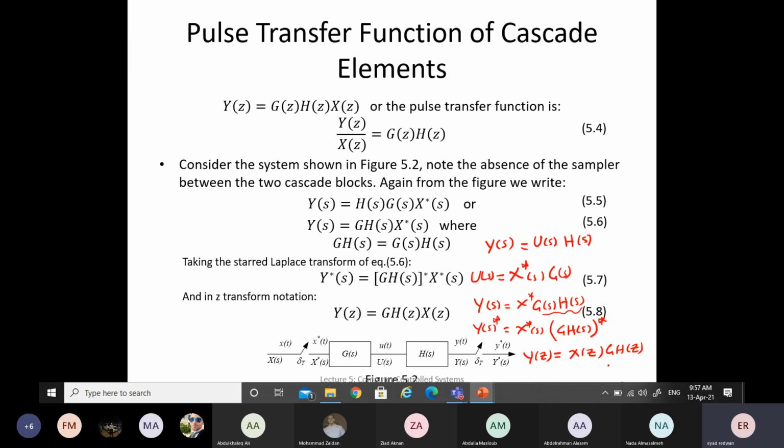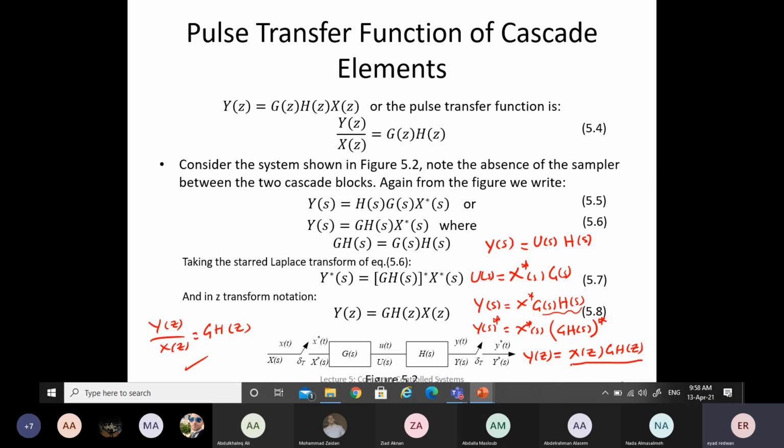So this is X of z times GH. The pulse transfer function of the system can be written as Y of z over X of z equal to GH of z, or, as we wrote, Y of z equals X of z GH of z.